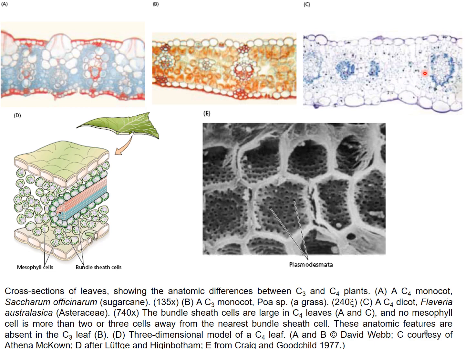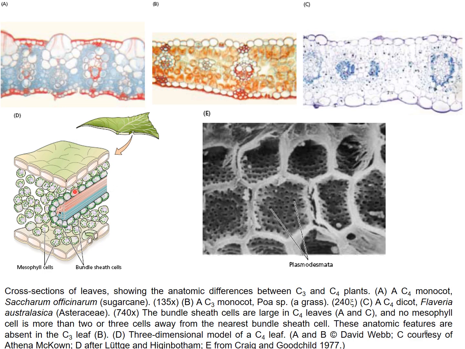One thing is more noticeable: either in the case of C4 dicot or the case of C4 monocot, the mesophyll tissue is not away from the nearest bundle sheath cells, only 1 to 2 cells away from the nearest bundle sheath cells. And this is not the case in C3 plants.